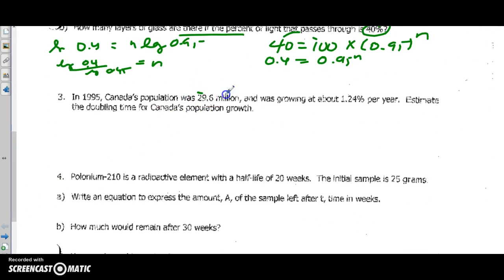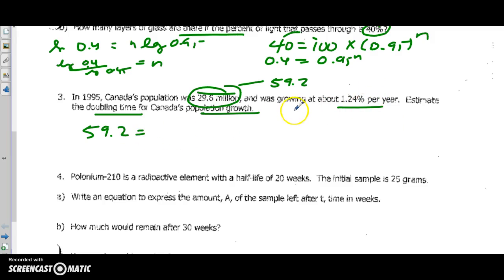Let's keep going to 3. Canada's population is 29.6 million, and it grows at 1.24% per year. Estimate the doubling time for Canada's population. Whenever you talk about doubling, sometimes we have doubling time questions, but this question sounds harder than it is. If we're at 29.6 million now, double of that is 29.6 times 2, which is 59.2. So all you want to find out is when the population gets there.